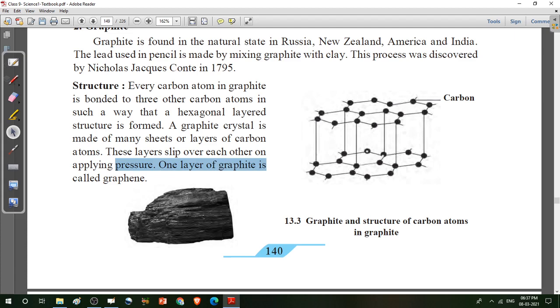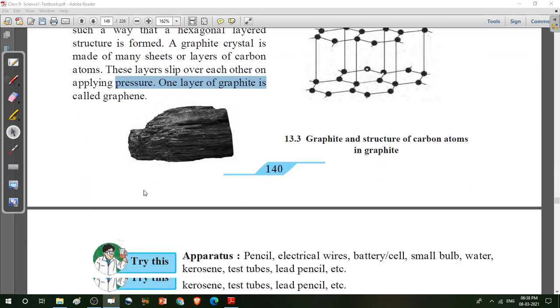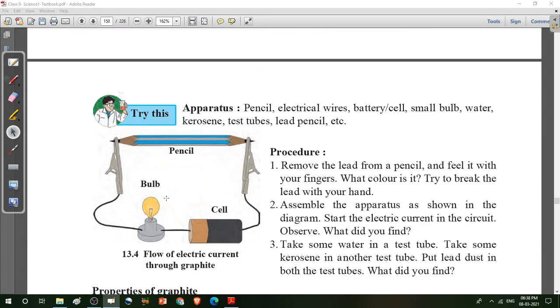So this is the structure of carbon. Here every carbon atom is bonded with three others. Let's consider this carbon atom. It is bonded with other three atoms: 1, 2, and 3. But in every atom one electron is free. What happens if one electron is free? Let us study it further.